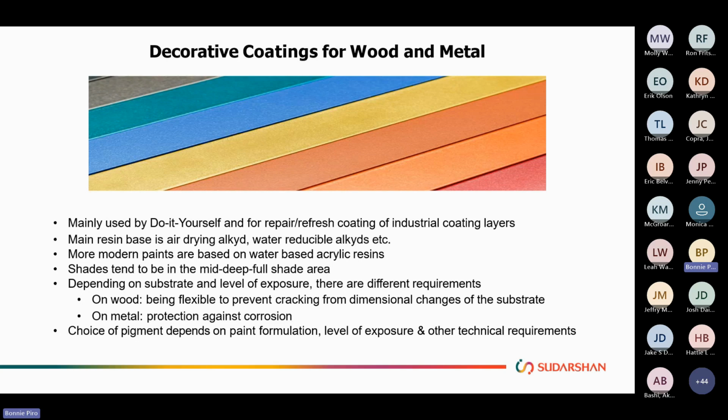And then depending on the substrate of choice, there are other requirements that you as a formulator have to take into consideration. So, for example, on wood, the coating needs to be flexible so that you can prevent cracking from changes of that wood with time and weather. And then, of course, on metal, there's a lot of need for protection against corrosion. So all of those choices then dictate what type of pigment would be required for those colorants.